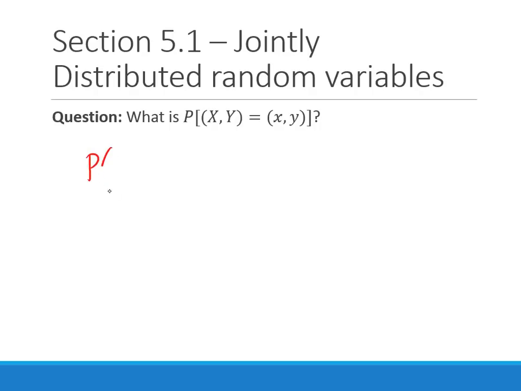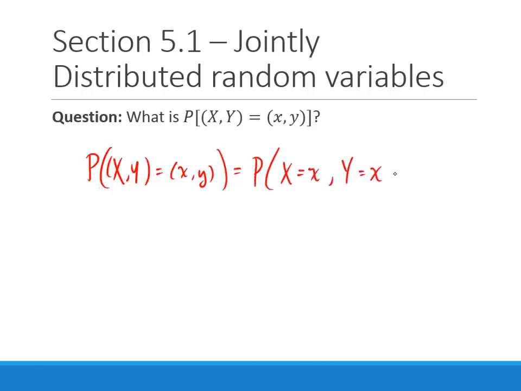So we could rewrite this: the probability that the pair x, y equals some specific value is the same as the probability that x equals some value and y equals some value, and that is going to equal zero. For the same reason, we have continuous random variables here, so the probability of equaling a single value is zero. It's kind of an interesting idea. Don't think about that too hard.